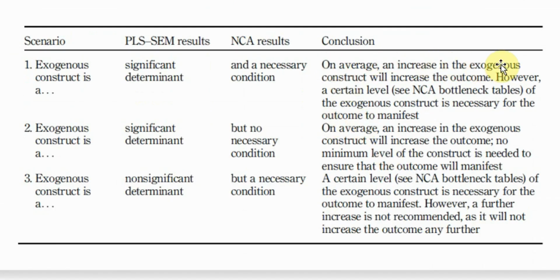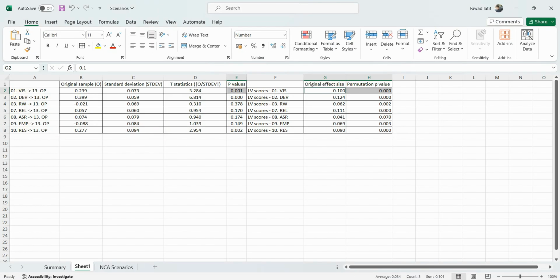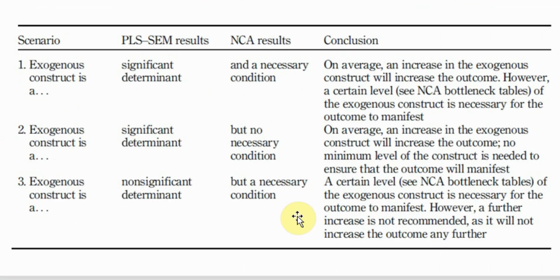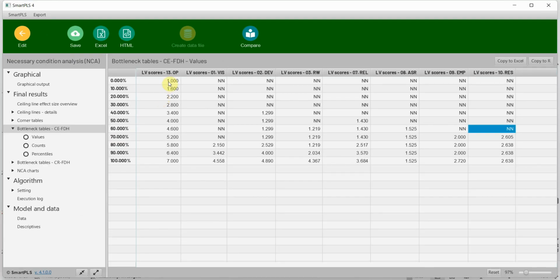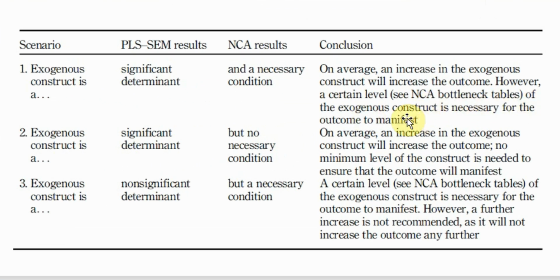On average, an increase in the exogenous variable. What is my exogenous variable here? Vision. So on average, an increase in vision will increase the outcome, that is the performance. However, a certain level of, where is my bottleneck table for vision? Look at this here. A certain level of vision, here it is, is necessary for the outcome to manifest. In order for the outcome to be observed, you need a certain level of vision.